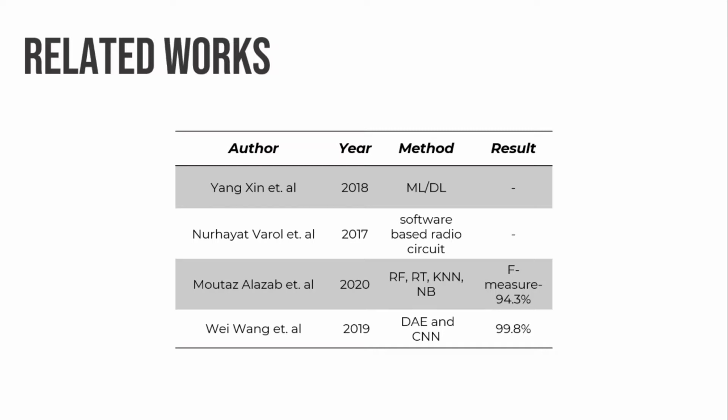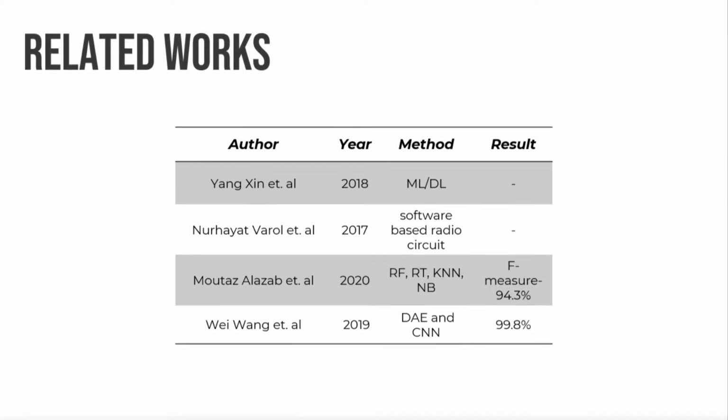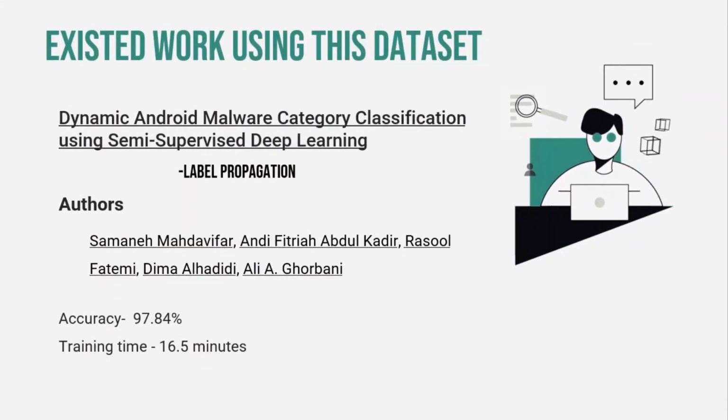The dataset that we worked on had a preceding exploration, titled Dynamic Android Malware Category Classification using Semi-Supervised Learning. Their analysis managed to get an accuracy of 97.84% in a training time of 16.5 minutes using label propagation, which we managed to beat by doing it in only 22.945 seconds with a similar accuracy of 97.5%. And that was all from me.